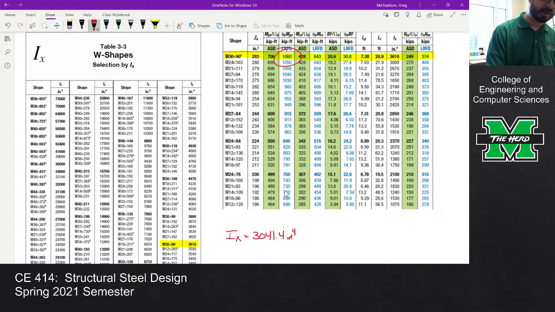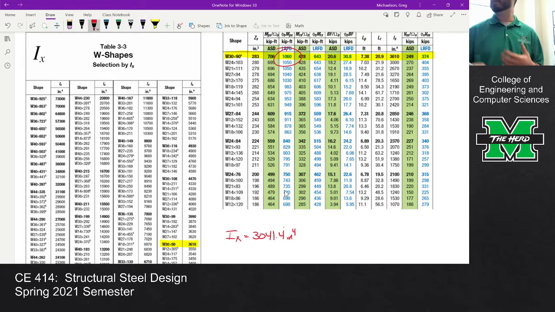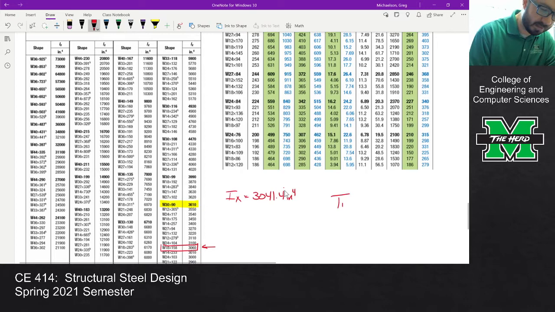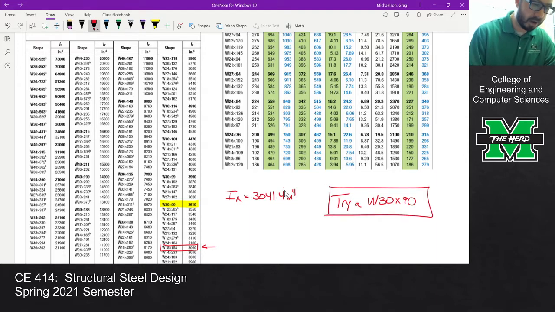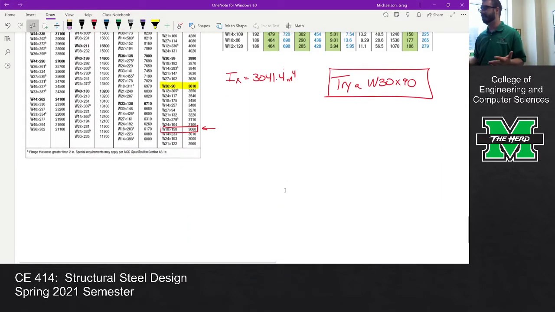So the flexural capacity is 1060. The moment of inertia is 3610. This is a worthy section to do your assessment on. So let's try a W30 by 90. Okay. And so now we can get into step 5.